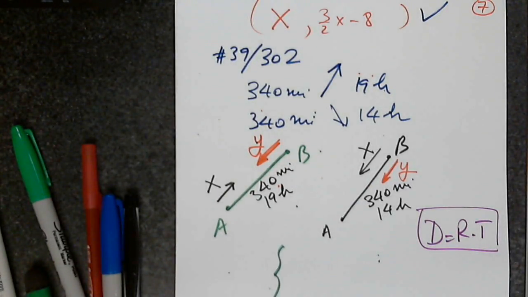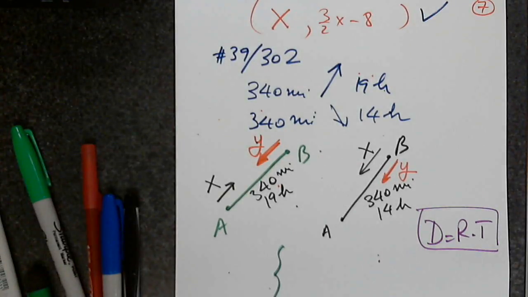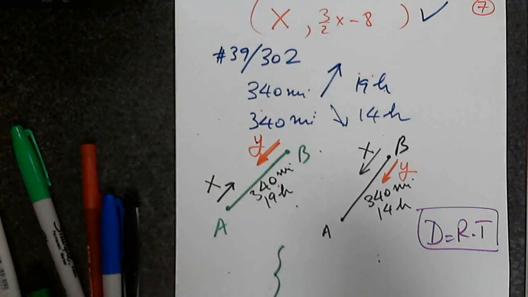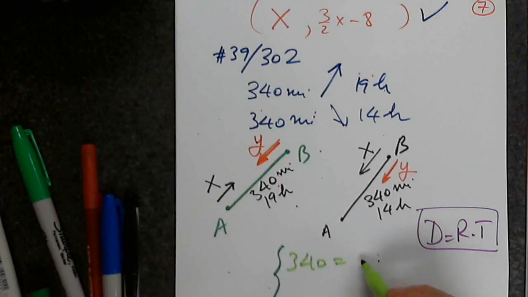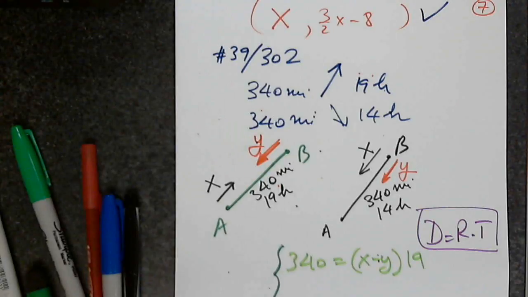This is the equation for uniform motion. And now we have to mimic that in our scenario 1 and in our scenario 2. So please tell me what you would write. Yes, in parentheses, x minus y times 19. Excellent. The actual speed is what the boat can do minus the force of the river, times the time needed to complete the trip from A to B. Excellent.